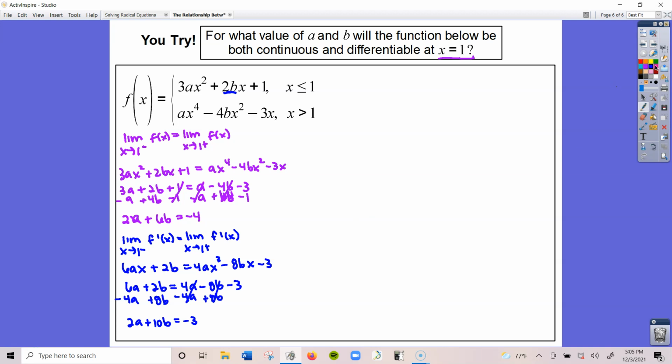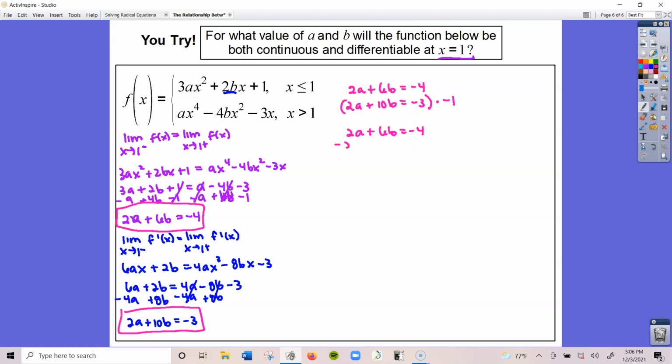I am now ready to set up my system. I have this equation and this equation. So I'm going to go ahead and stack them. 2a plus 6b is equal to negative 4, and 2a plus 10b is equal to negative 3. For this system, I'm going to use the elimination method because I noticed that for my a's, it would be easy to eliminate if at least one of them was negative. So I'm going to multiply this bottom one here by negative 1. So this top equation is not going to change. 2a plus 6b is equal to negative 4. But the bottom equation is going to be negative 2a minus 10b is equal to positive 3.